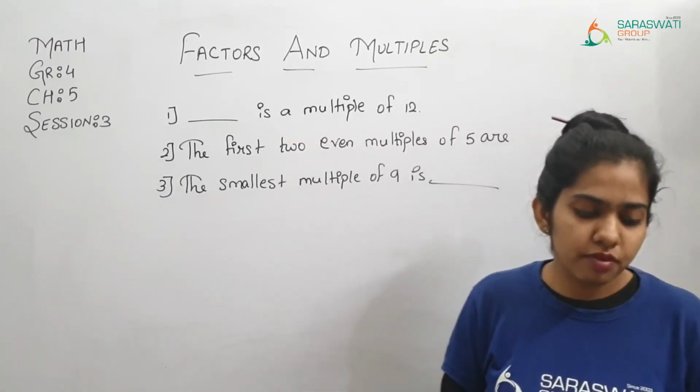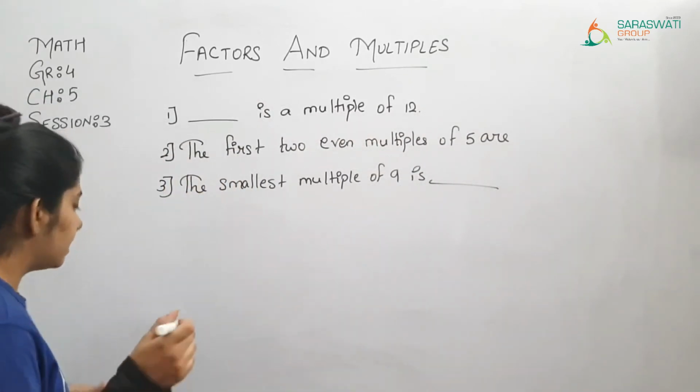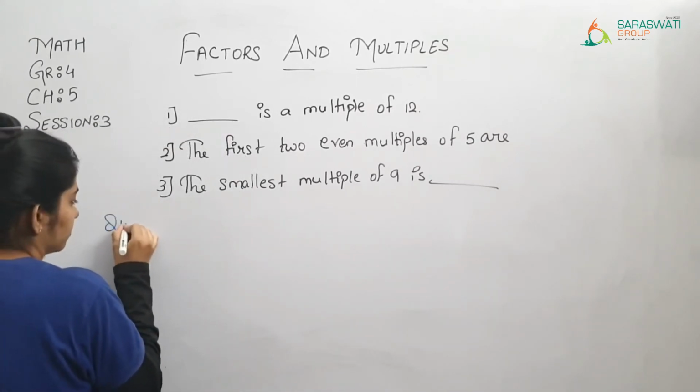Now our question number 4 is list the first 5 even multiples of 9. List the first 5 even multiples of 9.